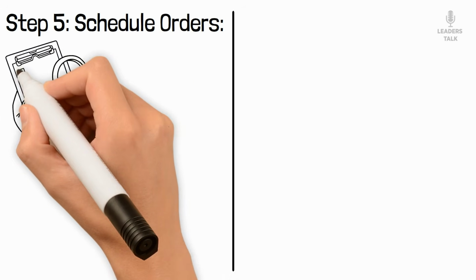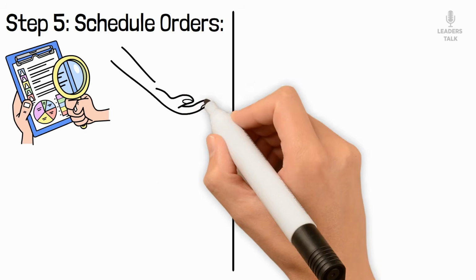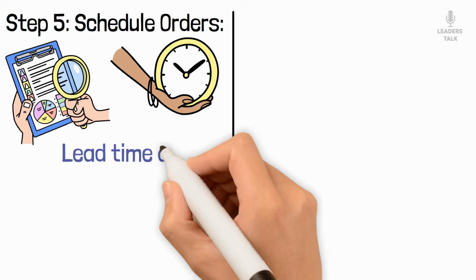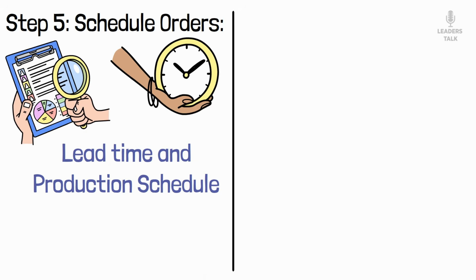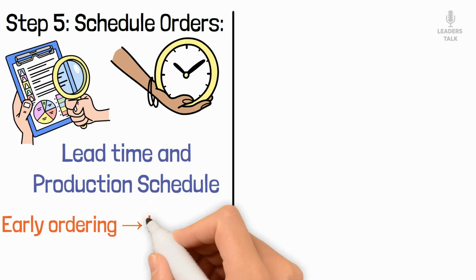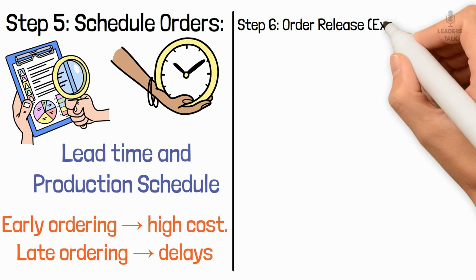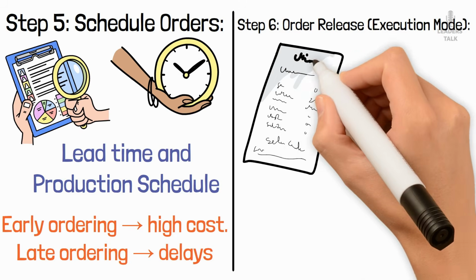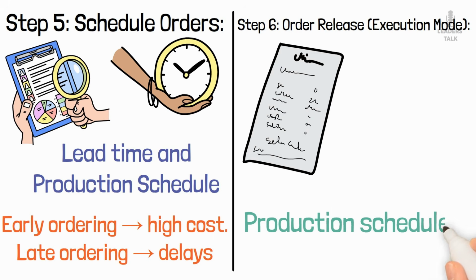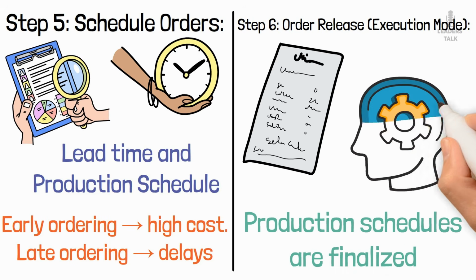MRP doesn't just say what to order. It decides when to order, based on lead time and production schedule. This prevents early ordering, high cost, late ordering, delays. Step 6, order release, execution mode. Finally, purchase orders are generated and production schedules are finalized. This is where planning becomes action.